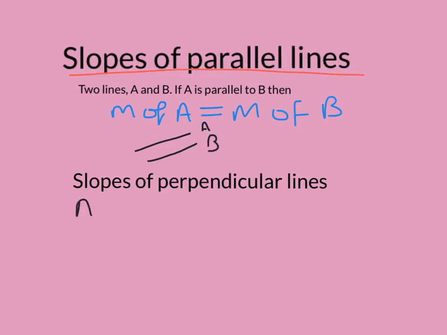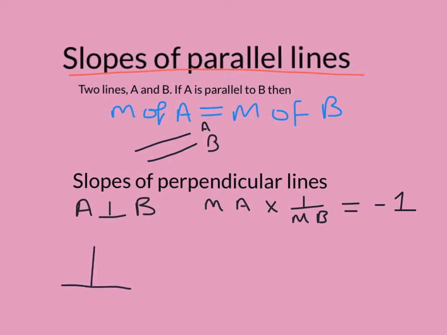Then we say if A is perpendicular to B, and that's the little notation here for perpendicular, then the slope of A multiplied by the slope of B equals minus 1. Okay, so first of all, the lines themselves look like this. Not a very good line. So let's say that's A and that's B.